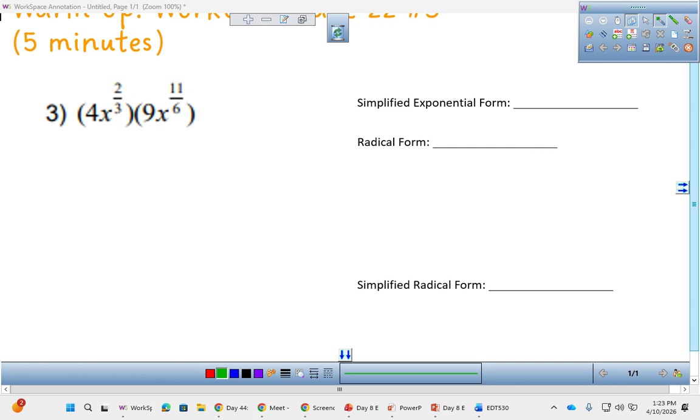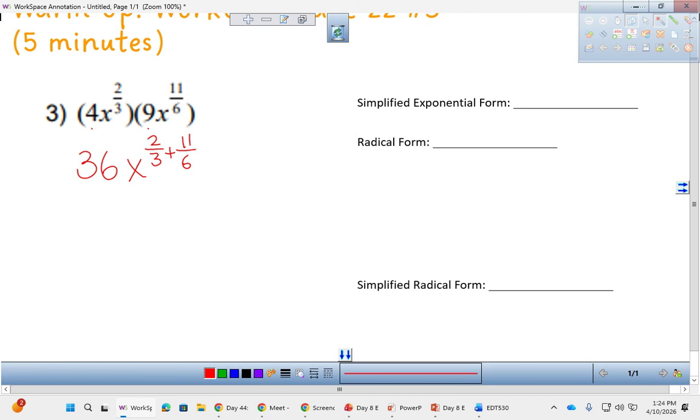So coefficients are the numbers in front of the variables. So I'm going to multiply 4 times 9. Base in this case is the variable itself, which is x. So I'm going to keep that the same. And then I'm going to add the exponents together. This does not equal 13/9.